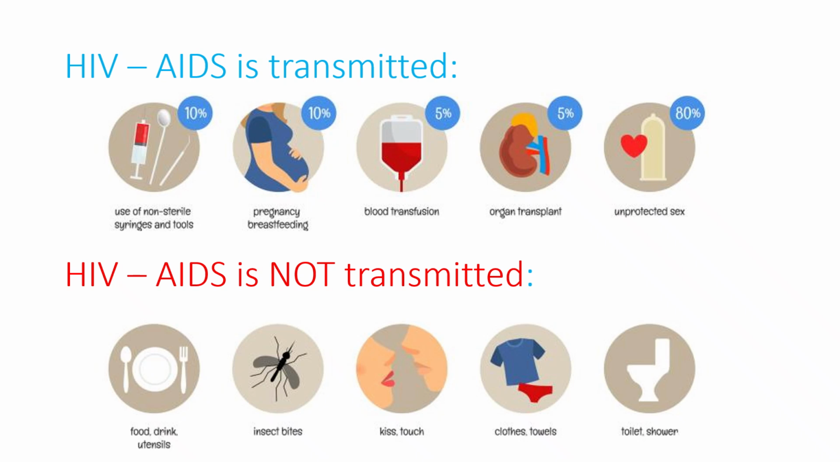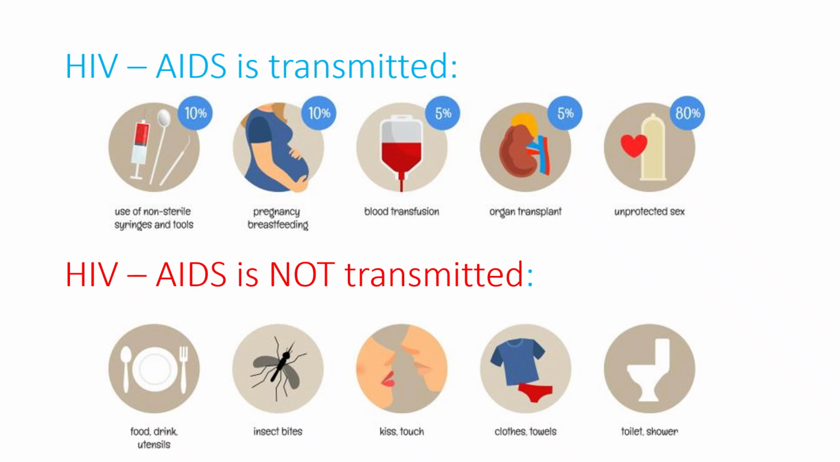We can see here in this graphical representation the common transmission methods of HIV/AIDS. So again, by blood, by use of non-sterile syringes and needles, or direct blood transfusions, or even organ transplant. 10% of HIV/AIDS transmission is from the mother to the child, either during pregnancy, childbirth, or even breastfeeding. However, the largest portion of HIV/AIDS transmission is through unprotected sex.